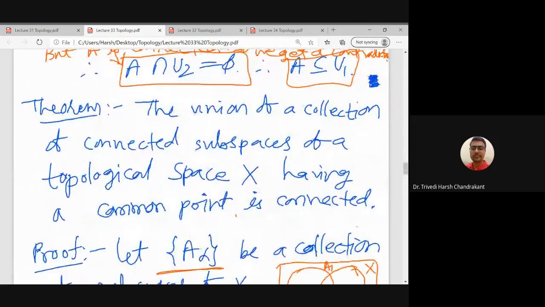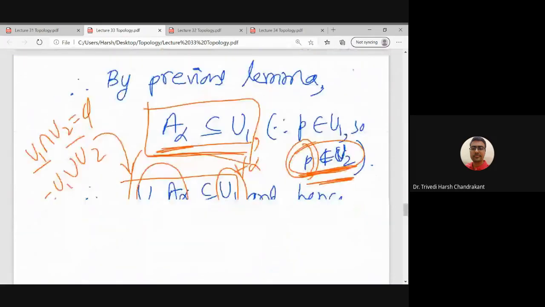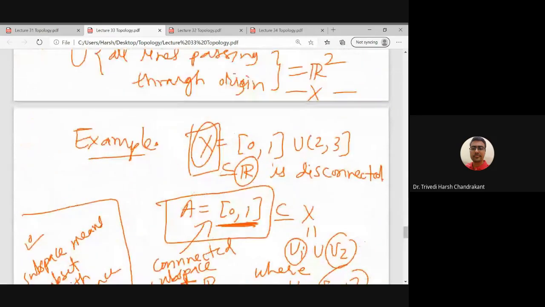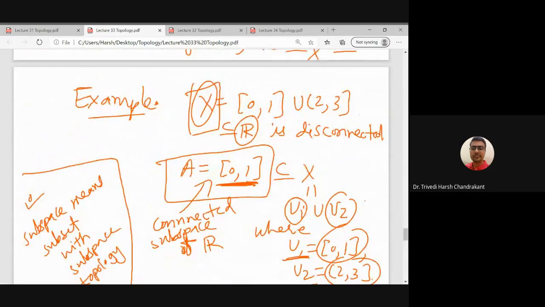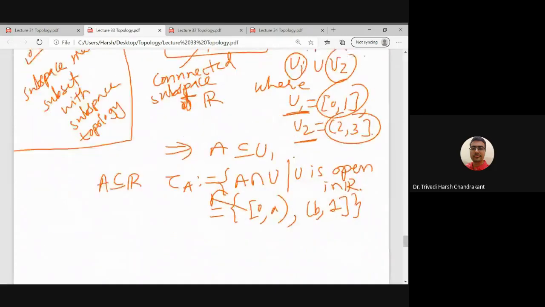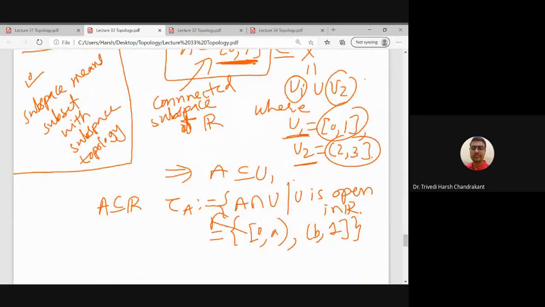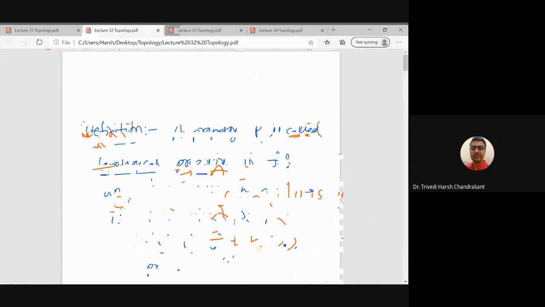And then we discussed that if I have a collection of subspaces which has a common point in the intersection, then its union is connected. So later on, I discussed this example that if X is disconnected, then it has basically two connected components, U1 and U2. So this is basically what we discussed in the last lecture.